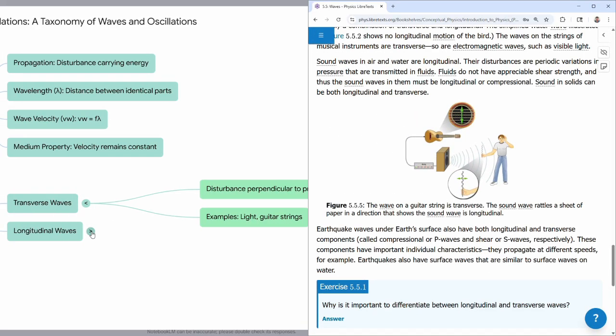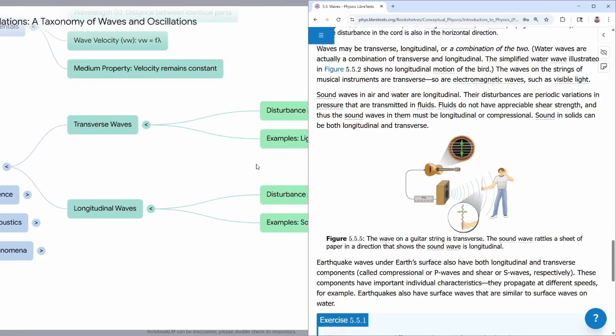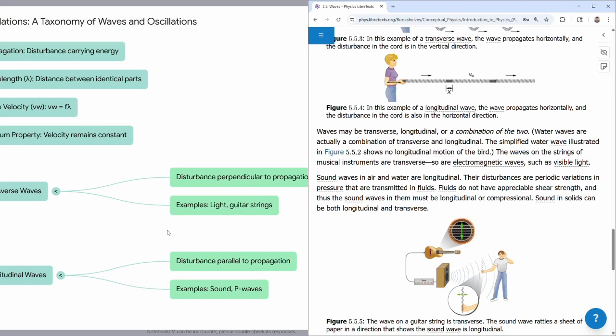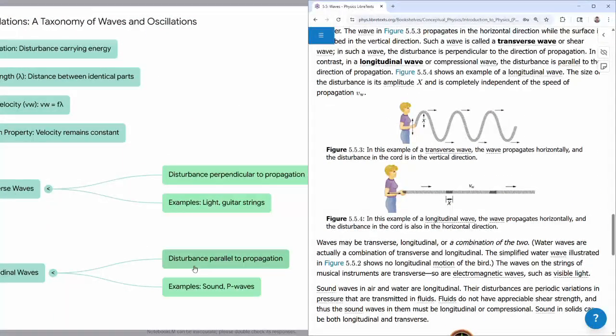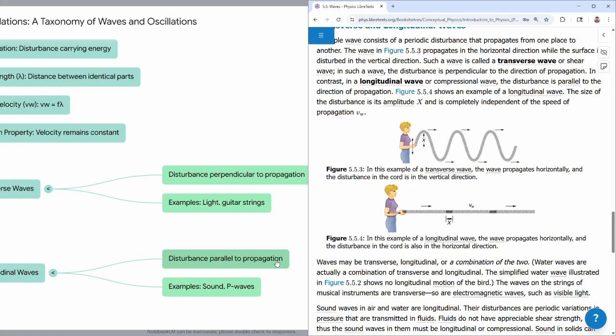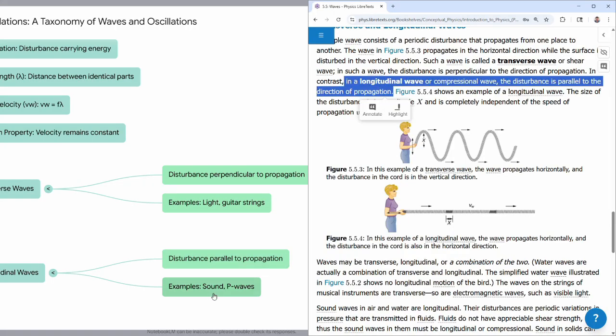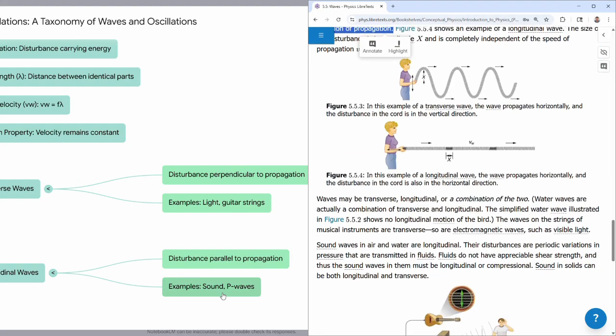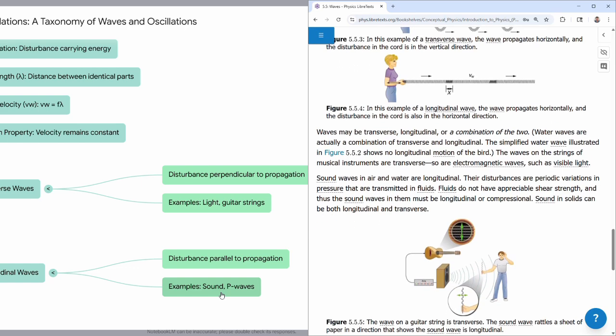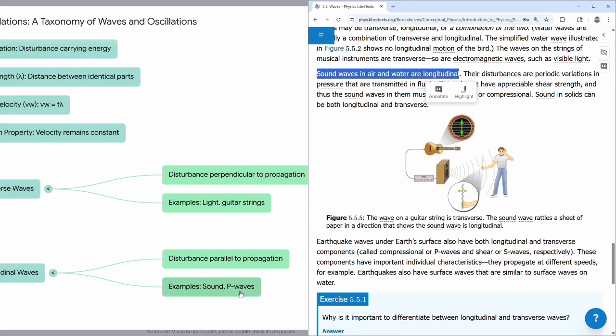And longitudinal waves are where the disturbance is in the other direction. The disturbance is parallel to propagation. So sound waves in air is one good example. And P waves, this is a component of earthquake wave. I think P stands for pressure.